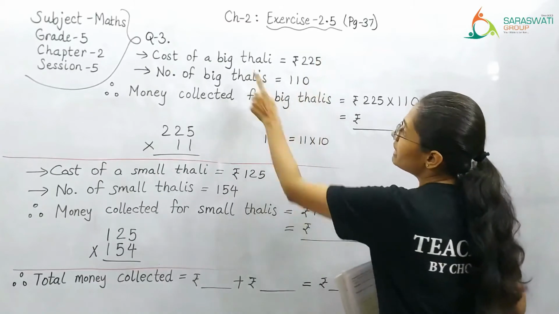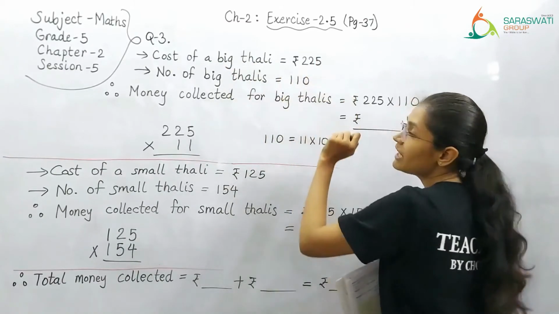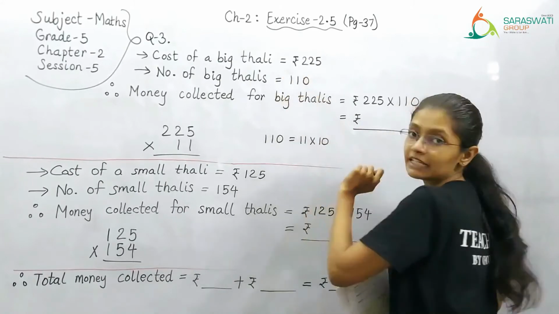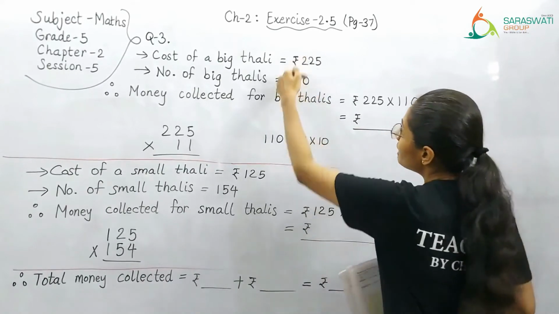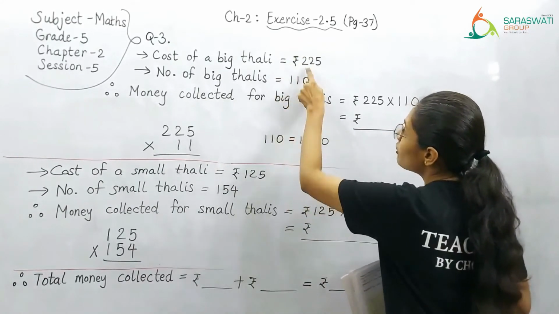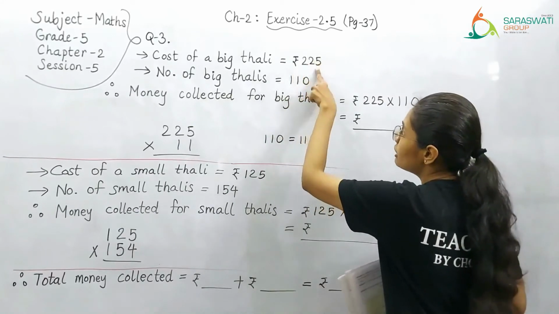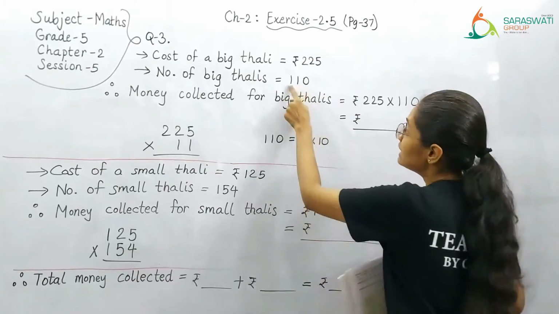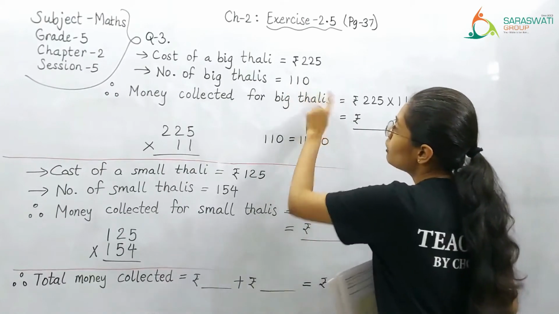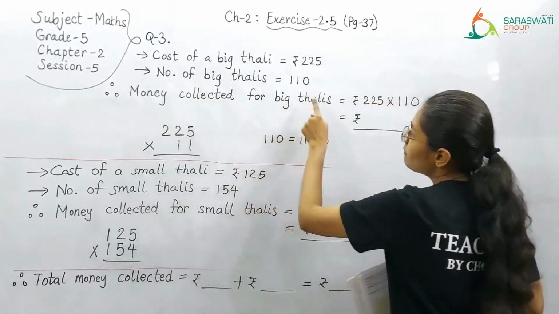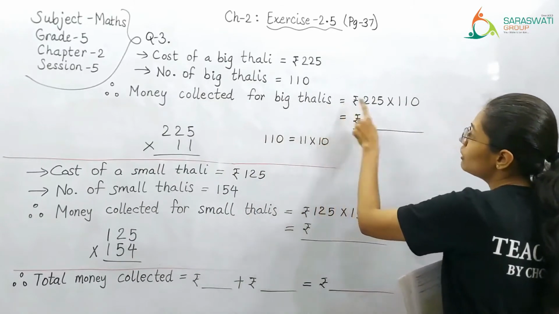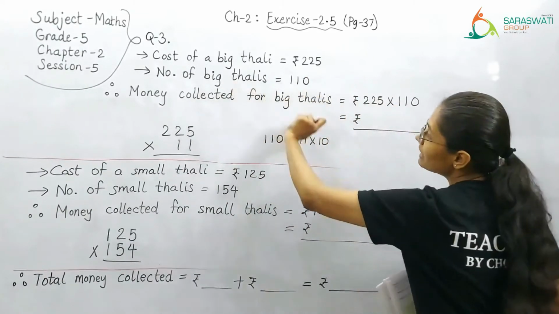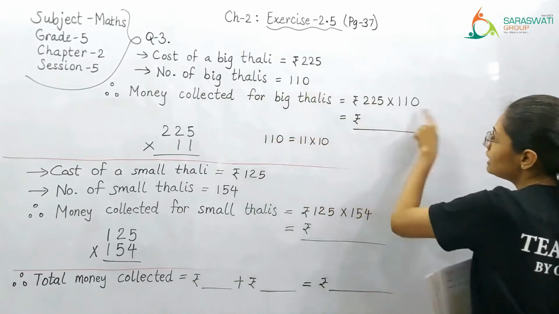Because a big thali has this cost, and we have to find out the cost for these many big thalis, right? So we have to multiply these two numbers, because 225 add 225 add 225, how many times? These many times, right? So money collected for big thalis will be equal to rupees 225 multiplied by the number of big thalis, right? So 110.